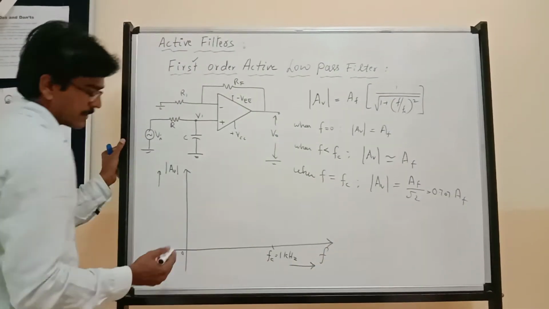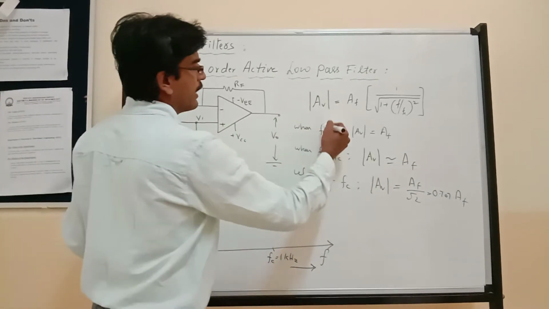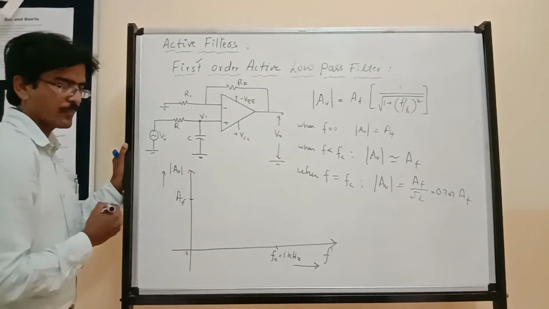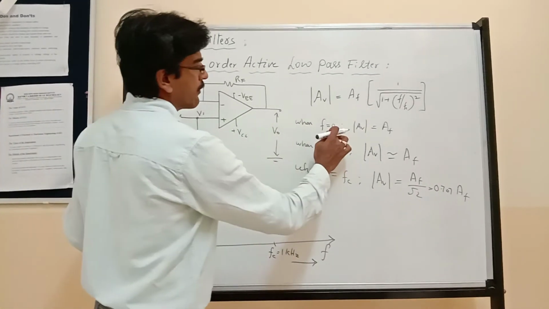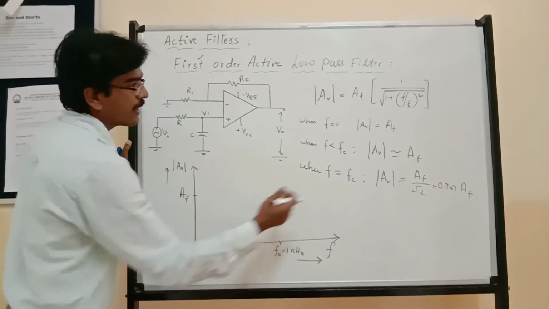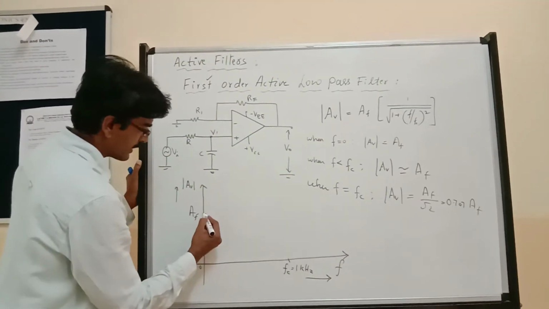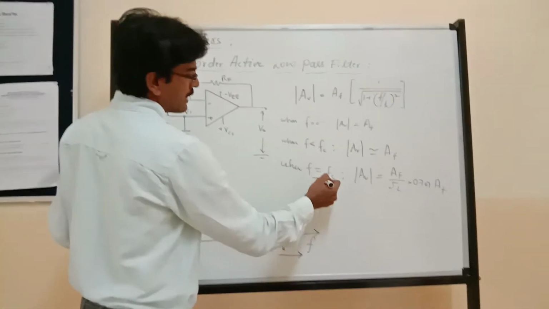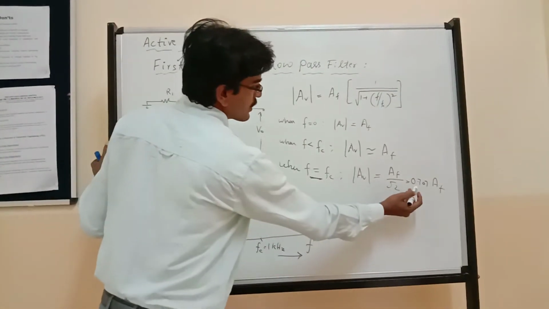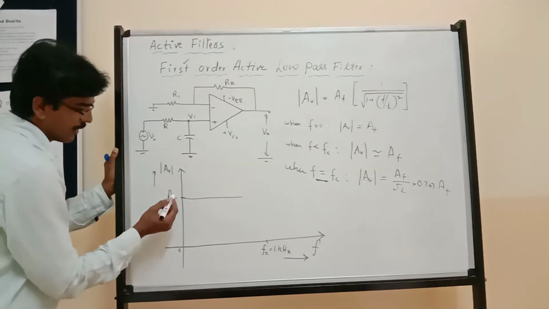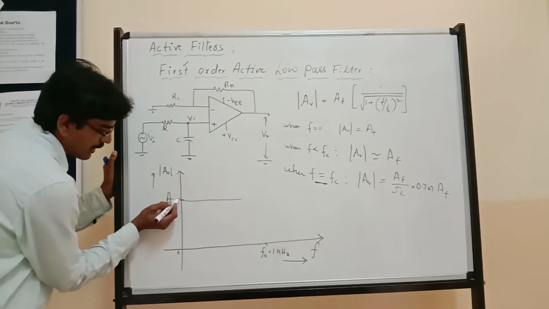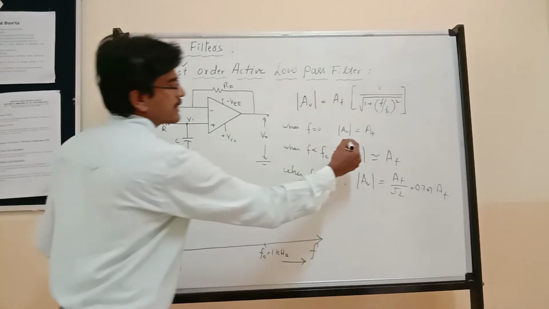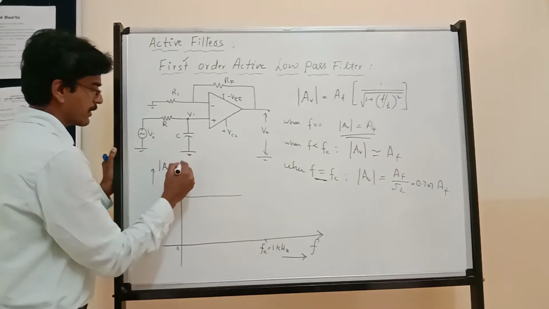Now let us plot this. When frequency is 0, what is the gain? Gain is AF. Magnitude is AF. Let this be AF. Then when the frequency is less than FC, gain is what? AF. Up to this is AF only. When the frequency reaches FC, gain falls to 0.707 times AF. So if this is AF, let us take this is equal to AF.